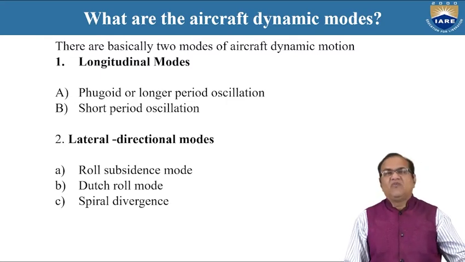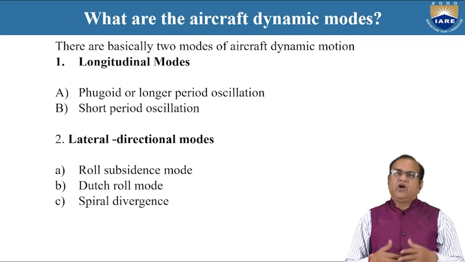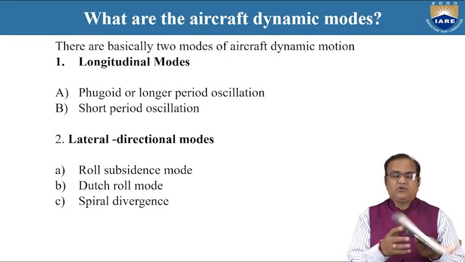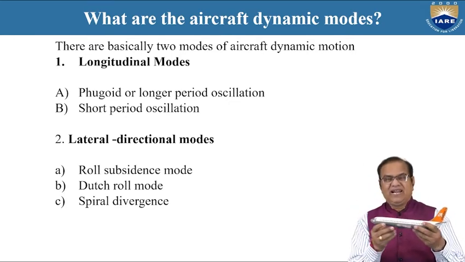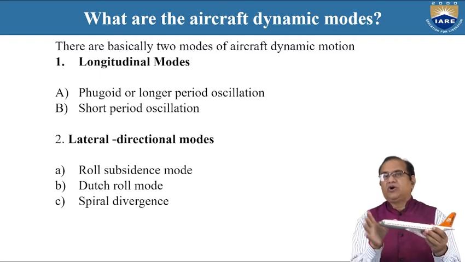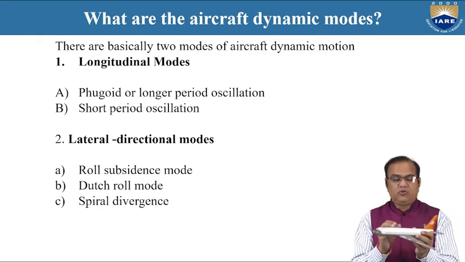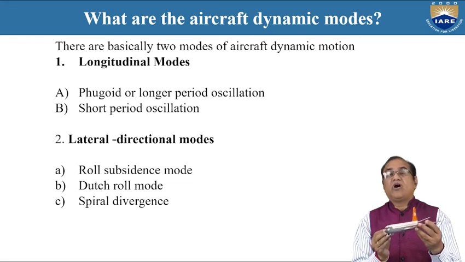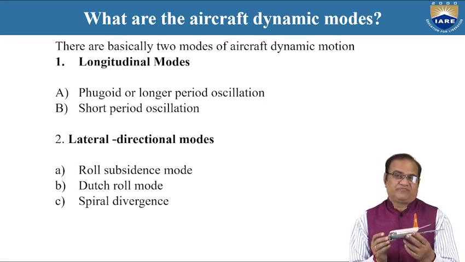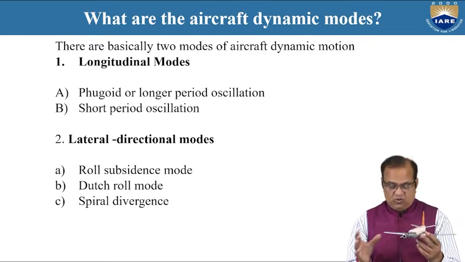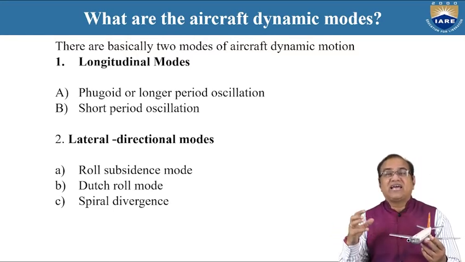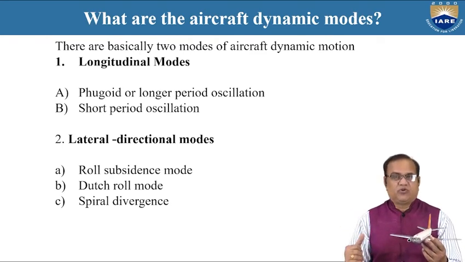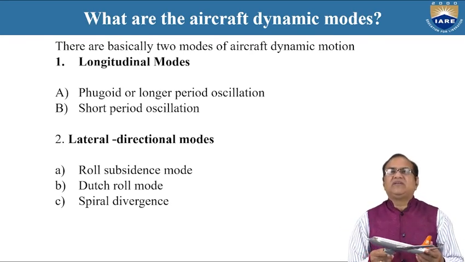Once we talk about the lateral and directional modes, what will happen? In the longitudinal mode, there is a vertical motion of the nose, but in lateral and directional, rolling and yawing are combined. If you make the roll, it is called the roll subsidence mode. Another is called the Dutch roll. And the third one is spiral divergence. So these three modes are in the lateral directional dynamic stability. I will be discussing them one by one in my next slides.